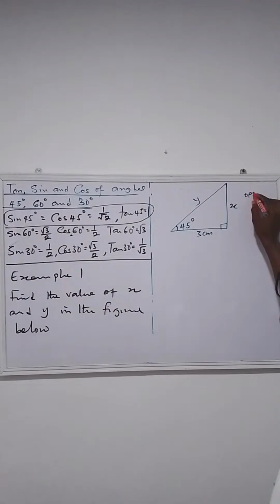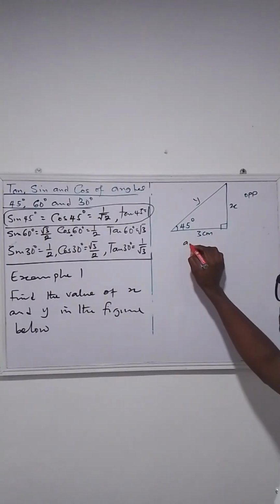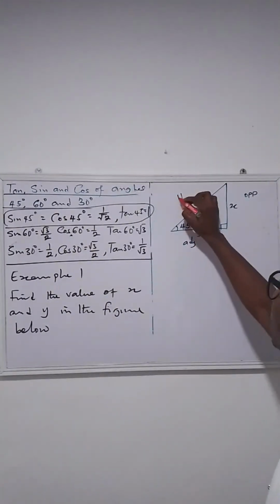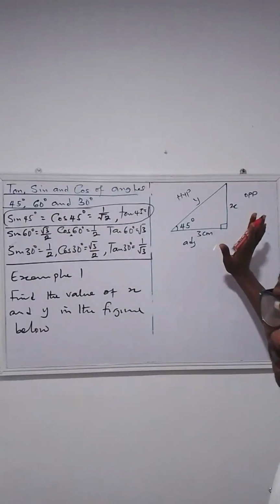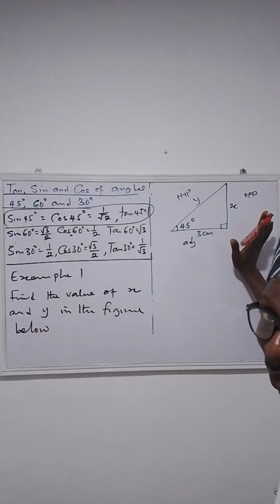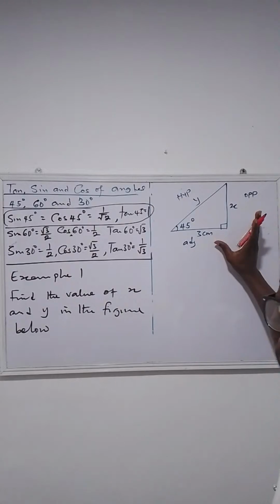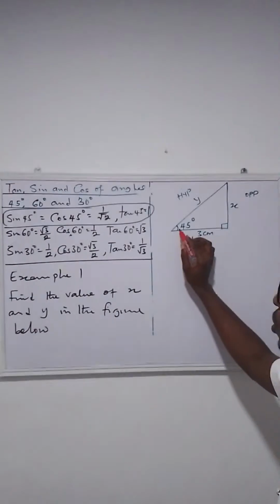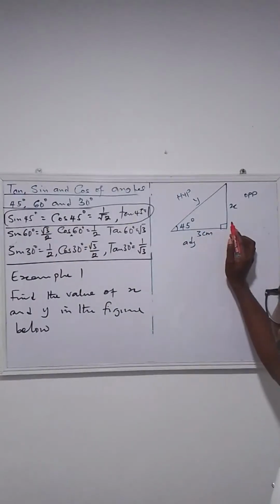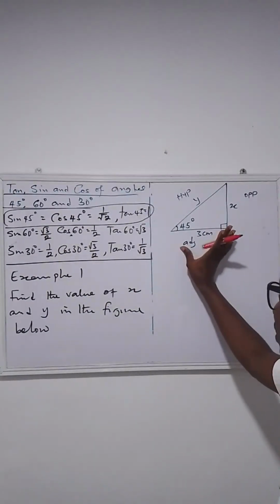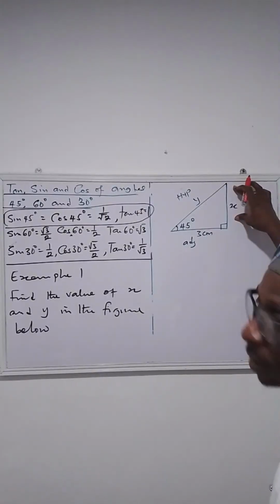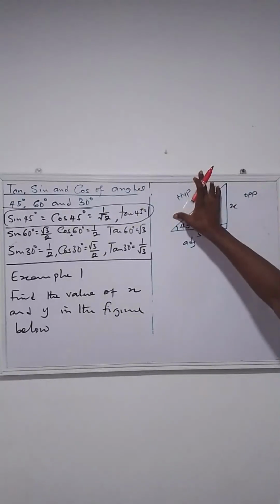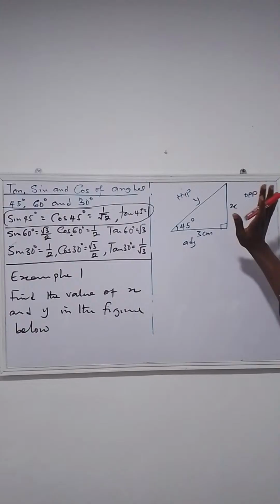This is my opposite. This is the adjacent. And this is the hypotenuse. This is what I need to master very well, because if I don't get this one correctly, there's no way I'll be able to get the answer. Don't forget, the side that is touching the reference angle and the 90 degree angle is your adjacent. This is your opposite. And your hypotenuse is the side that is facing the right angle directly.